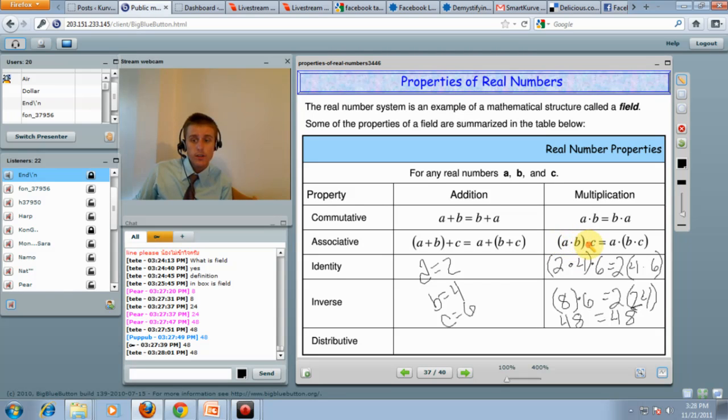That the order can change with the same answer. It's the same as these past 3 that we've done. The order can change, and the answer will be the same.